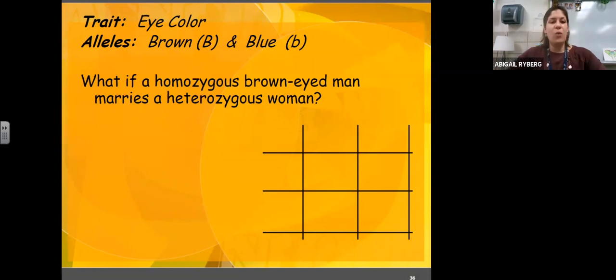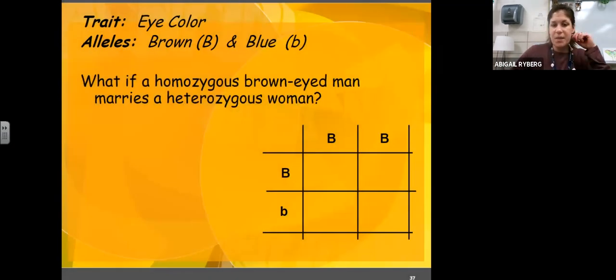Okay, so we're still looking at eye color, and brown is dominant and blue is recessive. So what if a homozygous brown-eyed man marries a heterozygous woman? Homozygous brown-eyed, we know that he must be big B, big B because he has brown eyes and it's homozygous, so he has to have the same alleles. The heterozygous woman is going to be big B, little b, so she's going to have one of each type of allele.